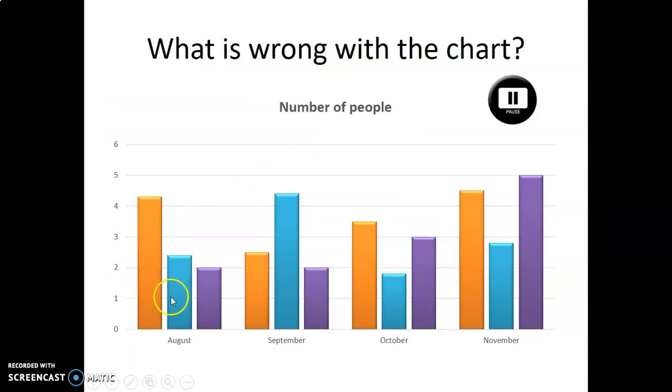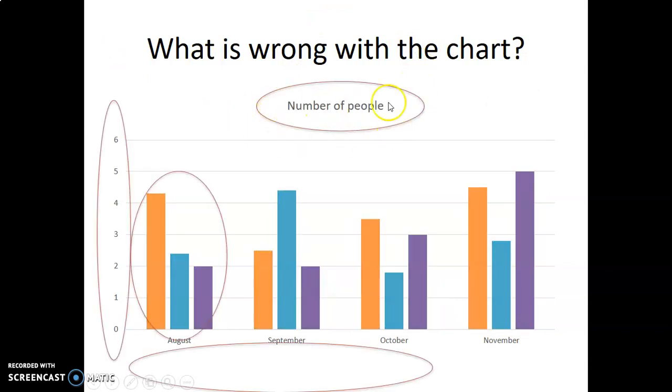Take a look at this chart and think what is wrong with the chart? What is not clear here? You can pause the video and think about it. All right, let's take a look.